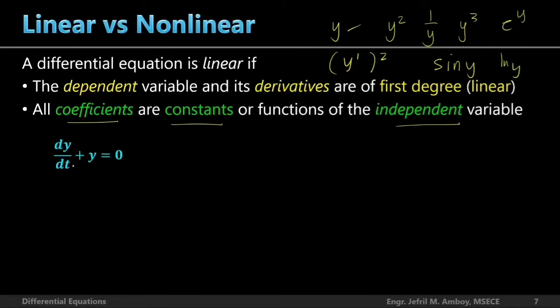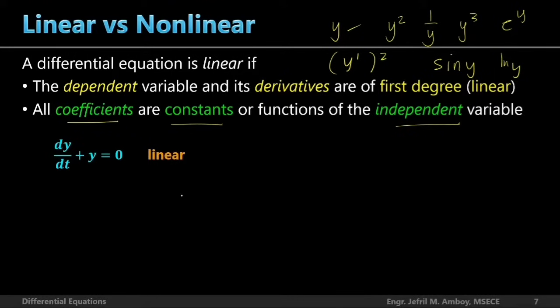Halimbawa, dy over dt plus y equals 0. So, here, the dependent variable is y. And of course, the independent variable is t. So, ang multiplier niya dito ay 1, which is a constant. So, valid siya na maging linear. Dito, ang dependent variable mo, ang exponent ay 1. So, this is very obvious that this equation must be linear.